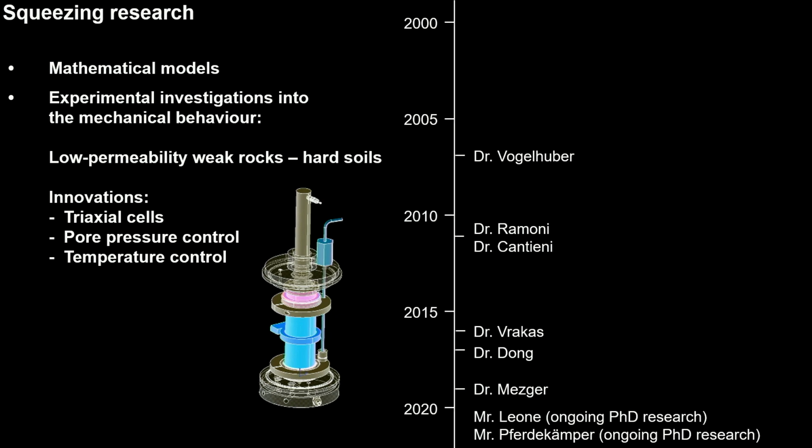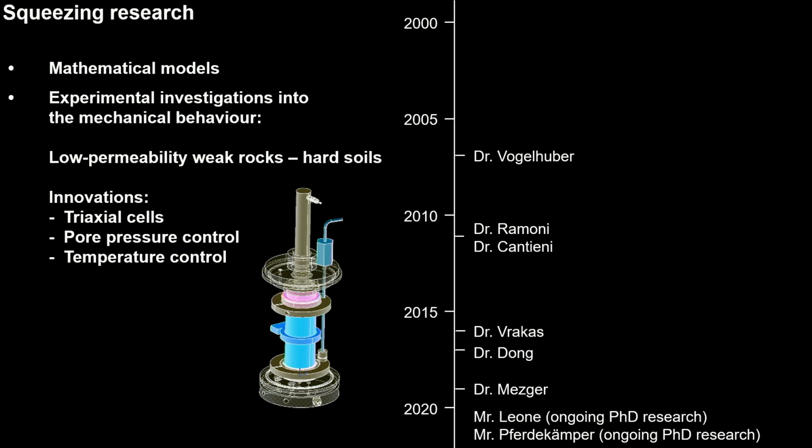Several works were done in this context, and these results can be found in the different PhD works. For example, Vogelhuber, who modeled constitutively the cataclasites of the Gotthard base tunnel, considering pore water pressure. Ramoni investigated the jamming of tunnel boring machines. Cantini, the special effects around the advancing tunnel face. Then Vrakas, the consideration of geometric nonlinearity regarding large deformations.